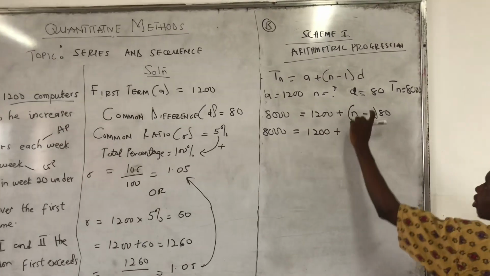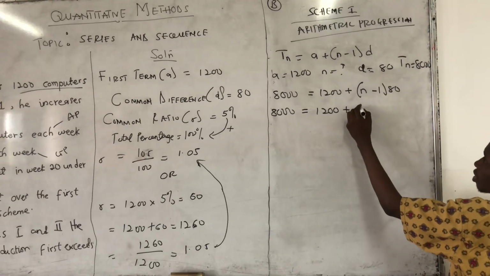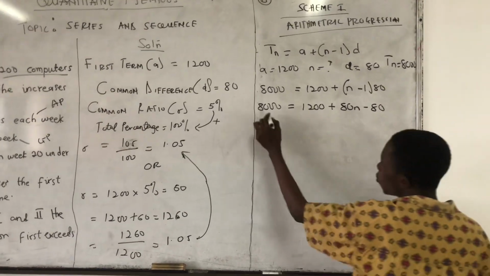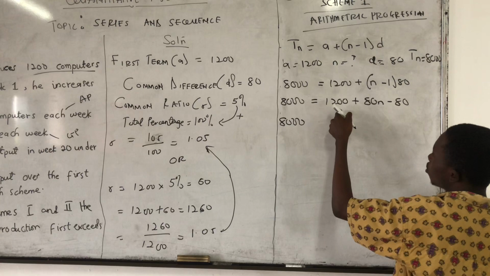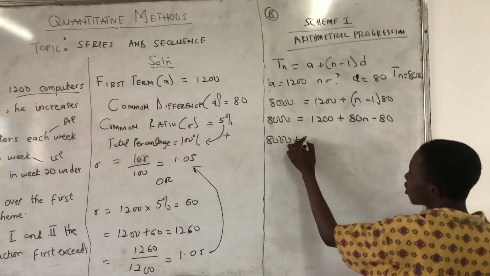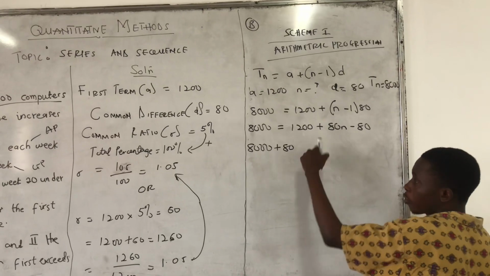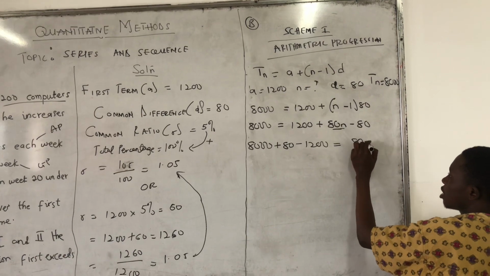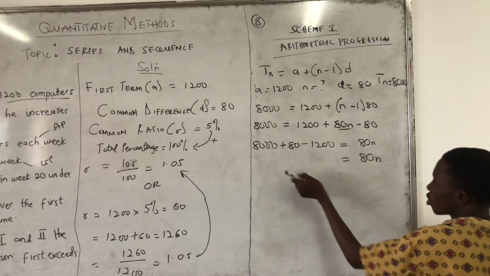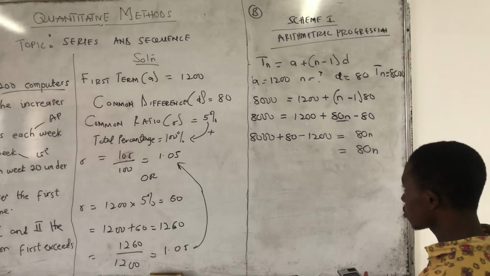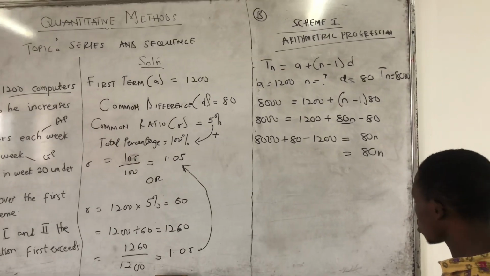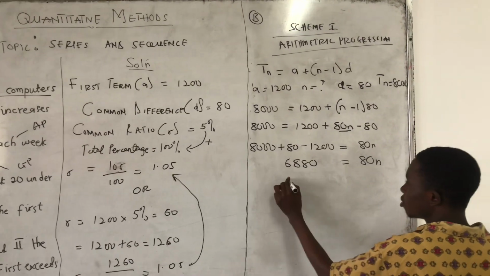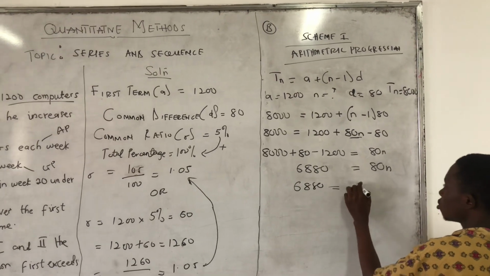Then 1,200, and there's a bracket, there's 80. So 80 times n gives us 80n. 80 times minus 1 is minus 80. We have 8,000 here. Minus 80 becomes positive 80, and positive 1,200 becomes minus 1,200. So we have 80n is equal to 8,000 plus 80 minus 1,200, which is 6,880. So 6,880 is equal to 80n.